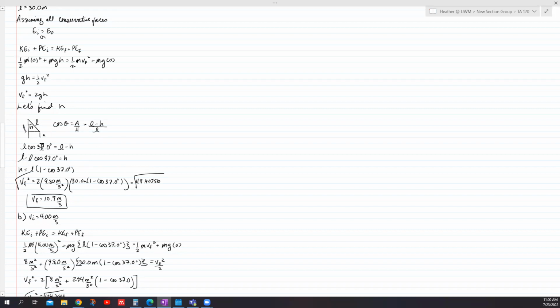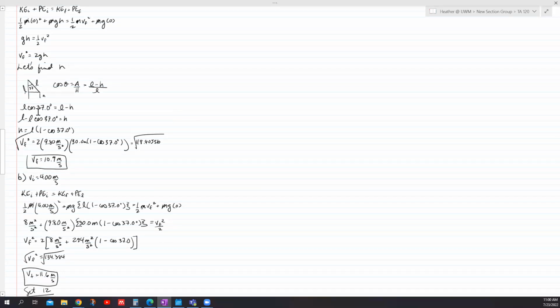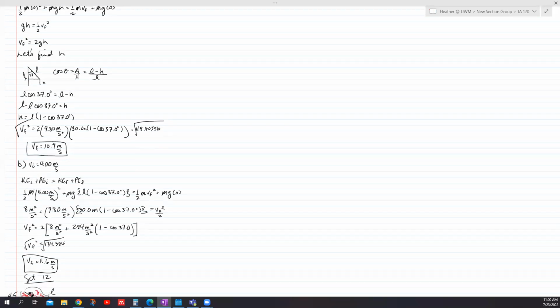Rearranging and plugging in what we're given, we get H equals L times (1 minus cosine 37). We're going to plug that into this equation and solve for V. So what we end up getting is VF squared equals 2 times g times 30 times (1 minus cosine 37). We get 118.40556. Take the square root because that is velocity squared, and we end up with 10.9 meters per second.